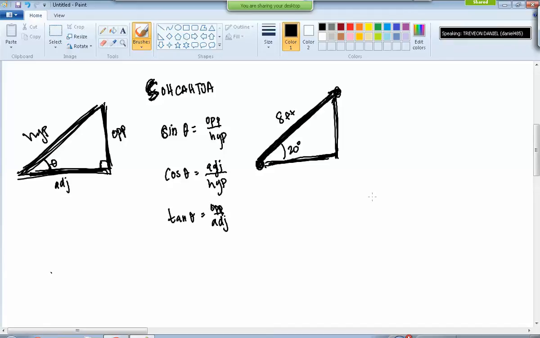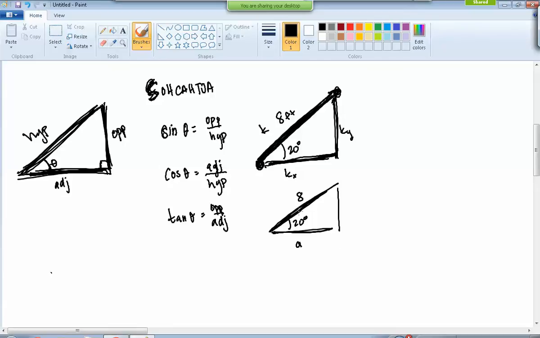So the question I want to ask is, if this were a vector, I don't know, k, then what is kx and what is ky? kx being the x component of k, and ky being the y component of k. So here's how you do it. If you have the hypotenuse 8 like that, and you got 20 degrees here, and you want to figure out what this side is, let's call it A. Why would I call it A? Because it stands for the adjacent side. Which trig function can I use that will relate A to theta to the hypotenuse?